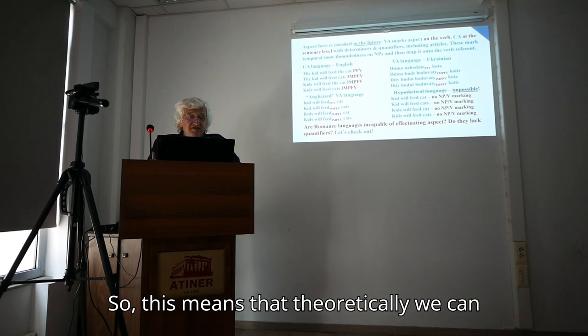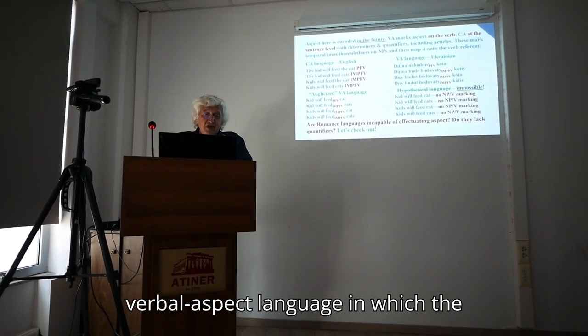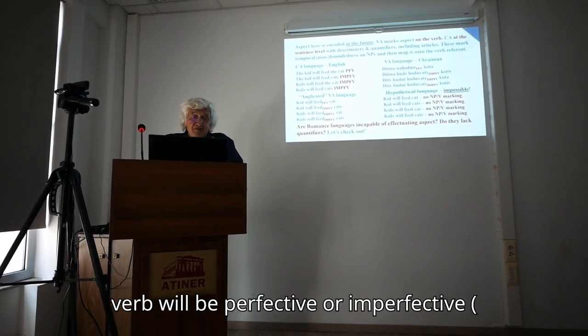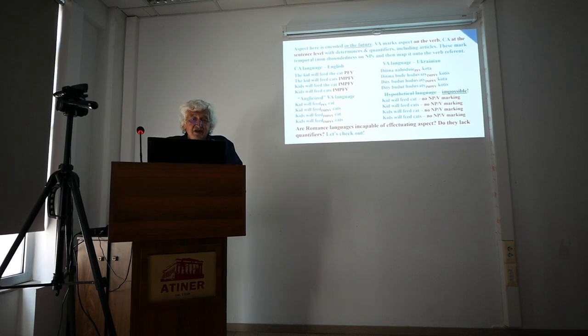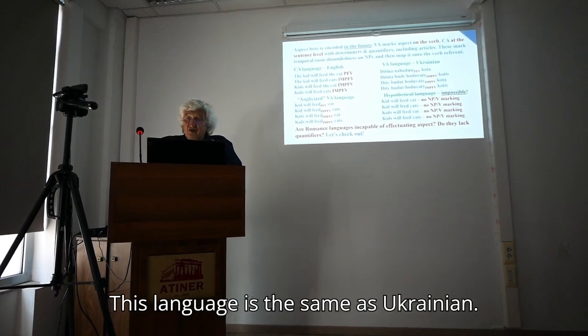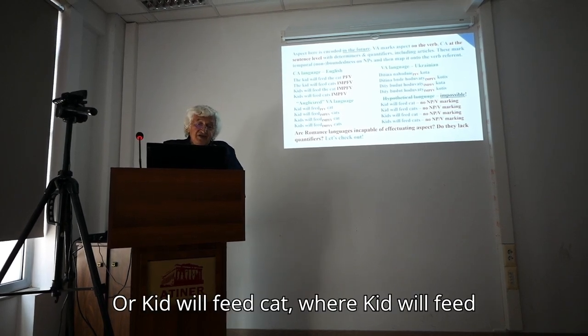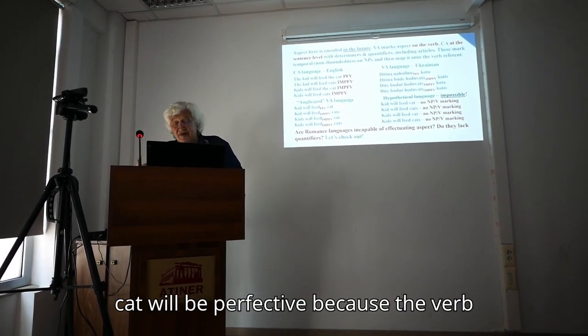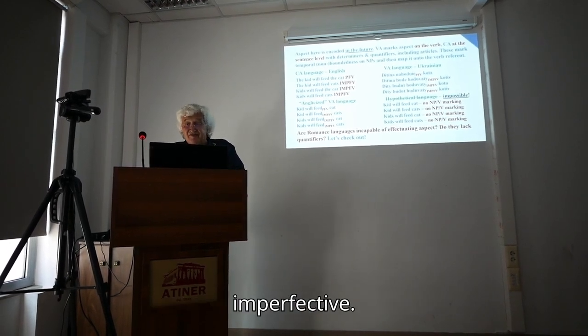So this means that theoretically we can have an anglicized, so to say, verbal aspect language in which the verb will be perfective or imperfective, the verb form, like kid will feed cat. This language is the same as Ukrainian. Or kid will feed cats, where kid will feed cat will be perfective because the verb is perfective, and kid will feed cats will be imperfective because the verb is imperfective.